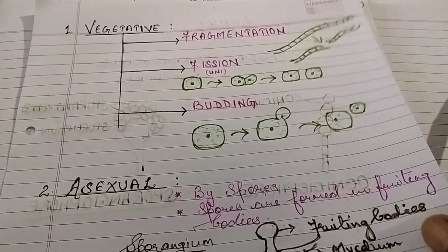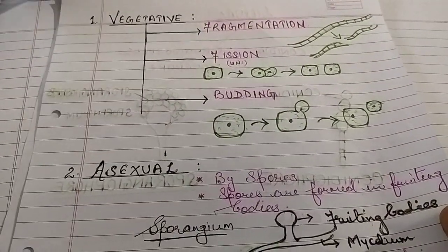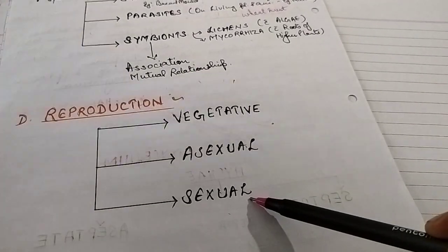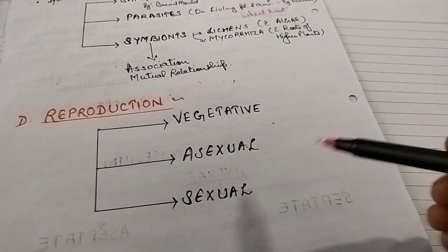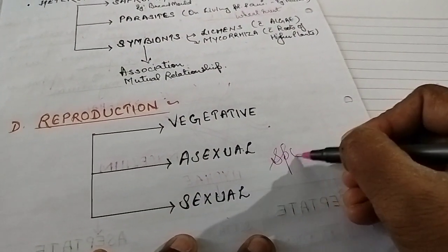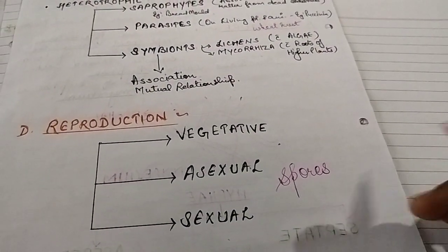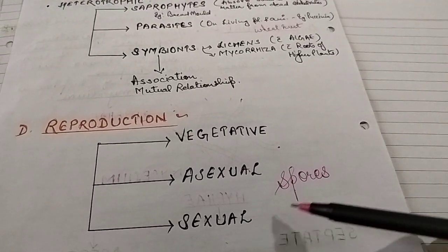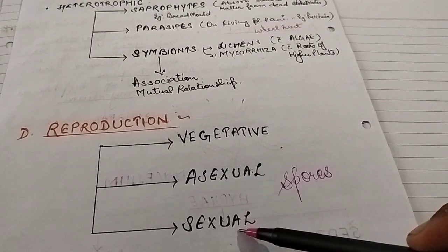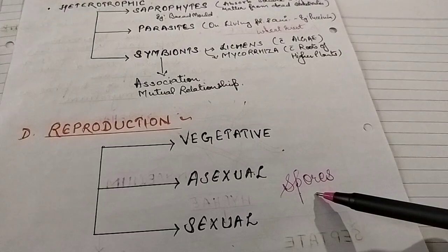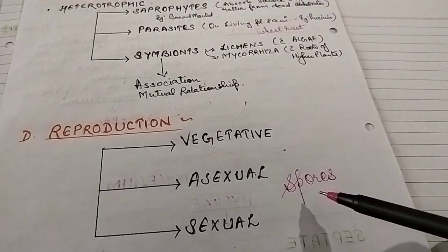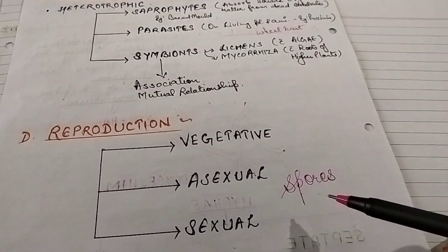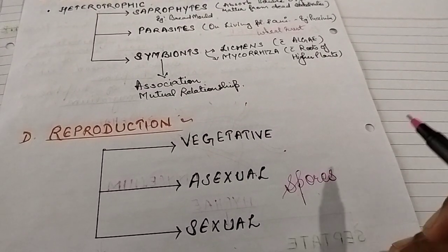Now we will study asexual and sexual reproduction. Commonly, both asexual and sexual reproduction in fungi take place with the help of spores, by spore formation. Spores formed in the asexual cycle are called asexual spores, and in the sexual cycle they are called sexual spores. So both types of reproduction take place by spore formation in fungi. And where are these spores formed? The spores are formed in a sac-like, spore-bearing structure called the sporangium.